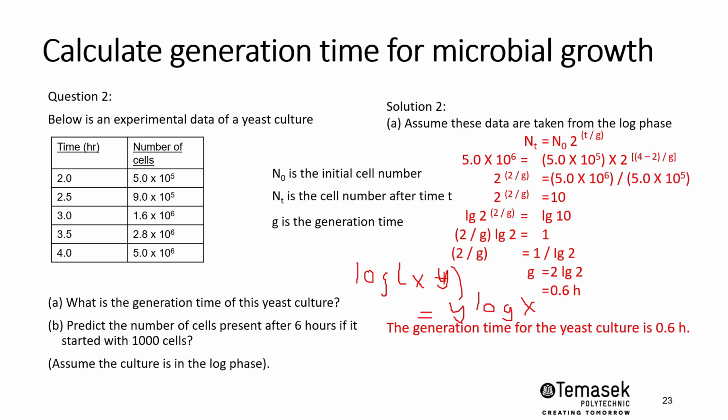So what you can do here, this will be 2 divided by g is equal to 1 divided by log 2, and then if you do the cross multiplication, making g as the subject, then this will give you g equals 2 log 2. So if you punch in this equation 2 log 2 into your calculator, you will get 0.6 hours. So hence the generation time for the yeast culture here is 0.6 hours.